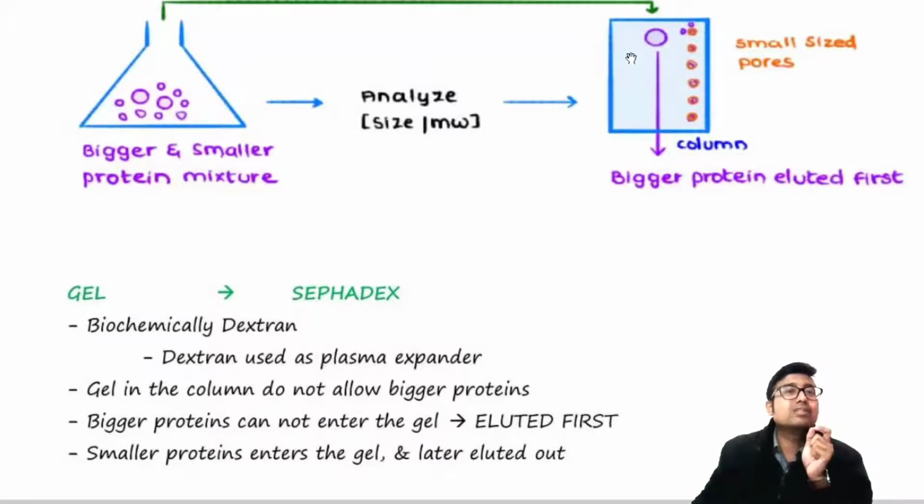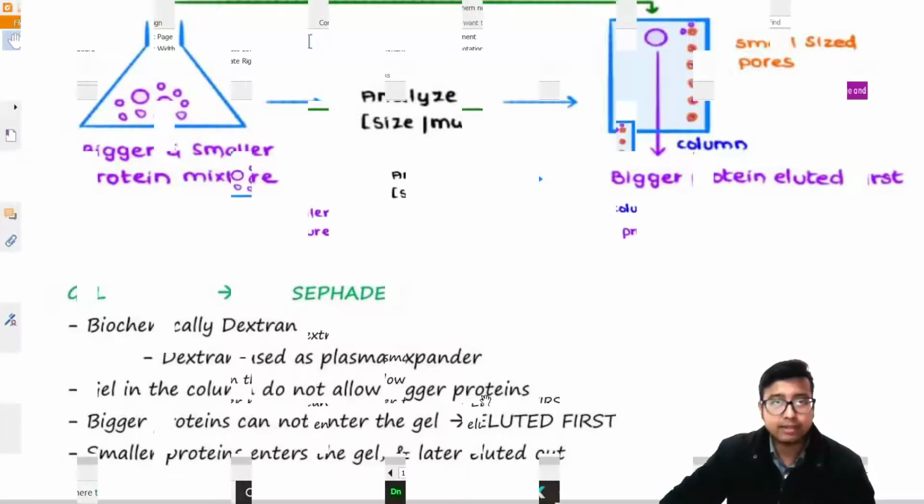Now the particles which are smaller in size actually interact with the gel pores and they can penetrate into the gel, all right? But the particles that are bigger will not go inside the gel. I will draw a very simple diagram and illustrate it for you. So all in all, you need to know, as an MCQ question, that the bigger proteins cannot enter the gel and they are eluted first. Now let's see how this happens. Now you see what happens.